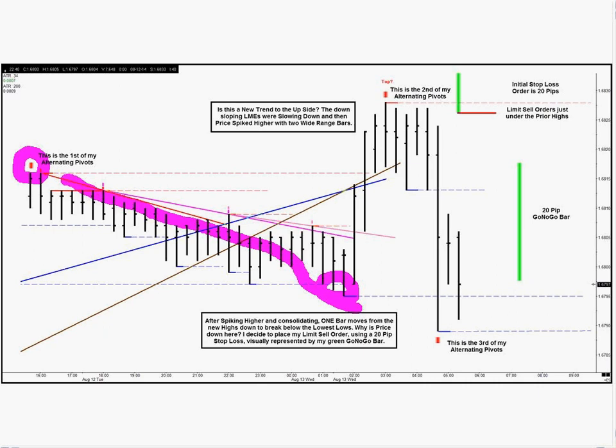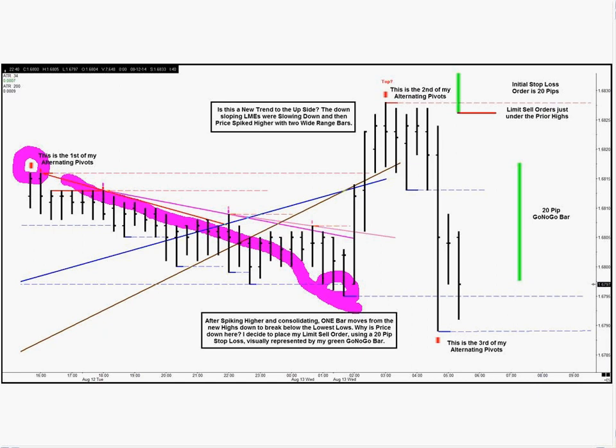Rather than try and go short around here at the highs, I'm anticipating, because this is accelerating, but it might have more upside than I think, so I stand out of the way. Let me see what I wrote. Is this a new trend to the upside? Well, let's get to that. It's spiking higher and consolidating. One bar moves from the new highs down to break. So we come up and make new highs.